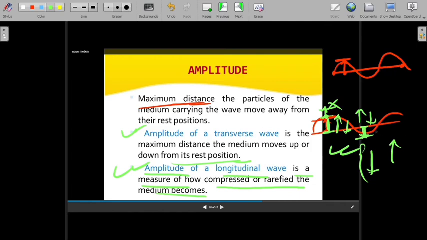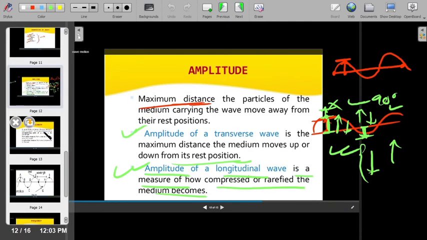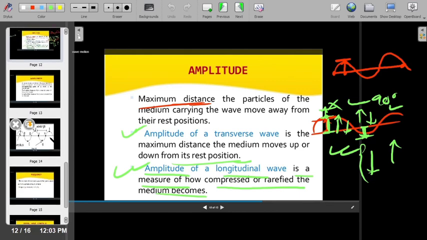Just like in this case, here the motion is at 90 degrees, or right angles, and in the longitudinal wave they are at 0 degrees. Like this example I have given you, the same thing is happening: when they are at the maximum distance, that is called the amplitude here. Okay, so we have completed the amplitude.